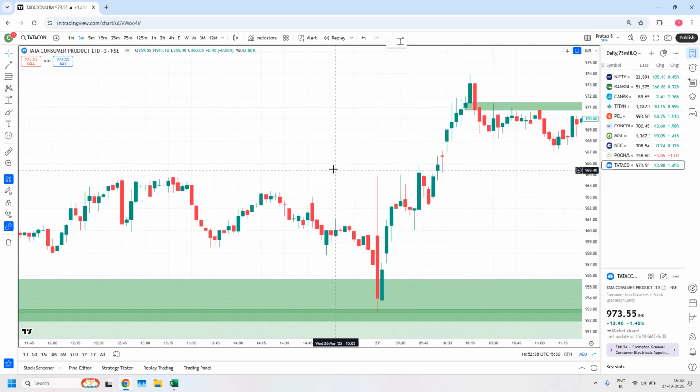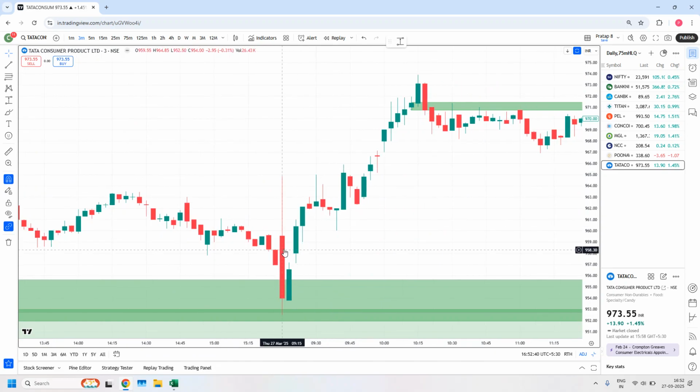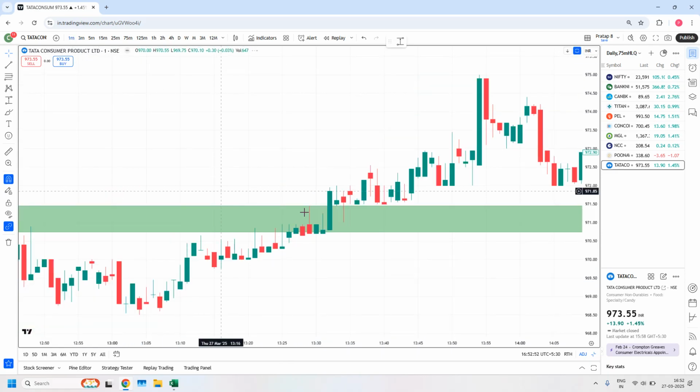I mean, this is the morning 9:15 5 minutes candle. You might be having a doubt. Maybe is it the morning 9:15 1 minute candle? We can't take the trade. No. It is the morning 9:15, 5 minutes candle. Let's go to the 1 minute. You will get clarity.